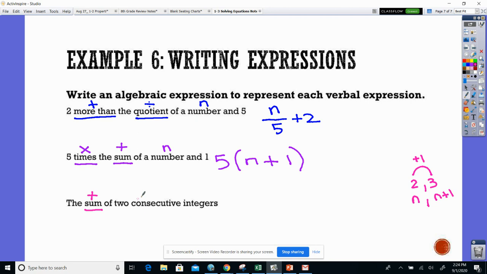Now that we know how to write consecutive integers, I want to write the sum of that. I know sum means add, so I'm going to put my plus, and then 2 consecutive integers. My first integer we said was n, so I have n, and then we have n plus 1. You can put this in parentheses if you want. You don't necessarily have to because it's all addition, but you can. Technically you could simplify this, but I'm not going to because all it asks us to do is write an algebraic expression.